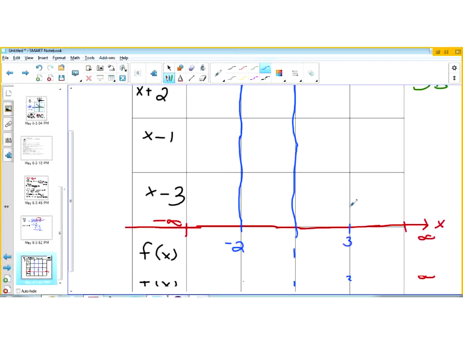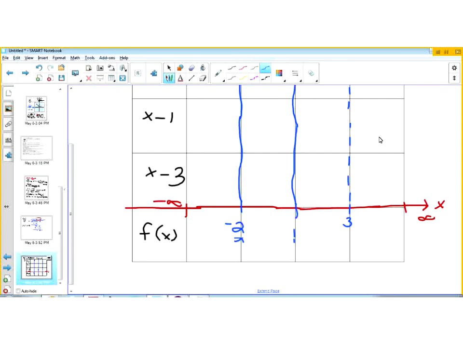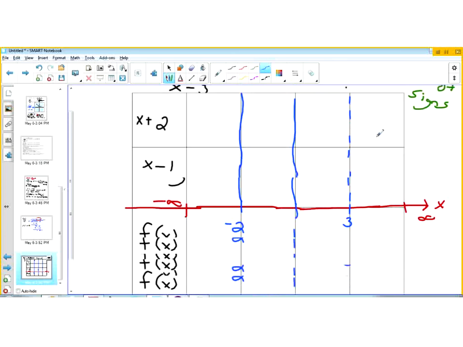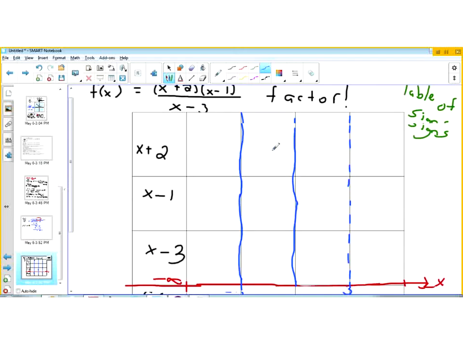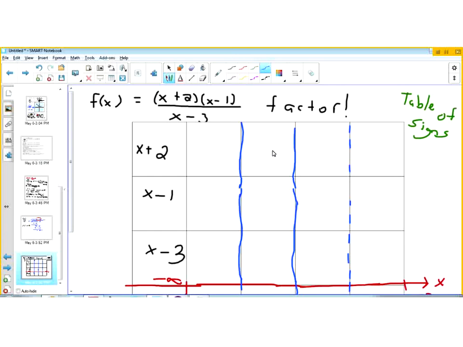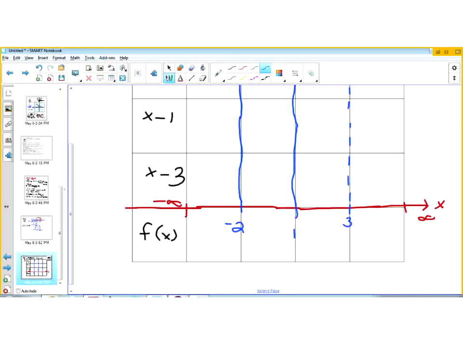So you see we plotted all the zeros of the prime factors. But 3 is not in the domain, so instead of a solid line, make it a dashed line, as in a dashed line for a vertical asymptote, right? So this is one of the techniques that I often use. Okay, so now we need to fill in these 12 cells with information.